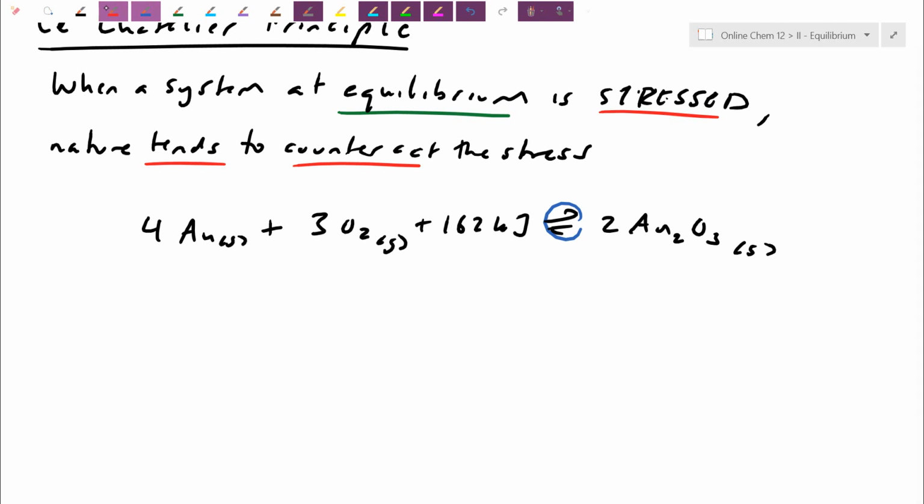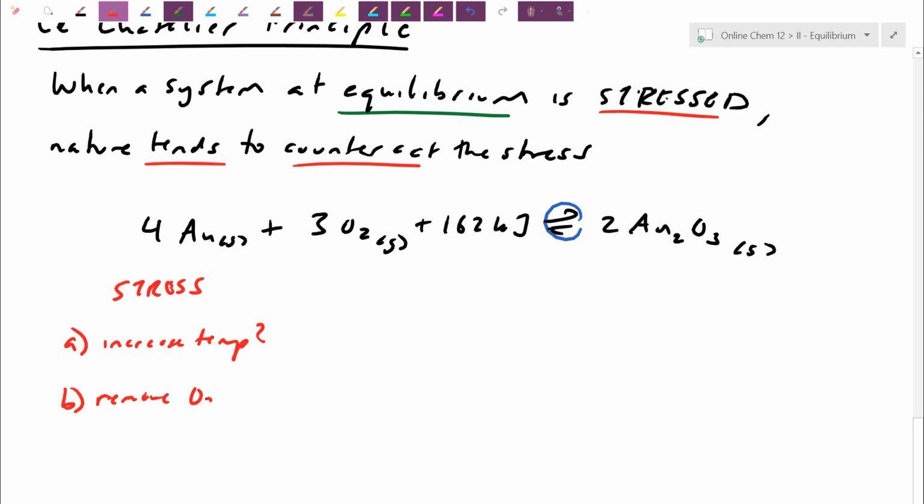What I'm going to do is give you a few different stresses. So let's do this by a table just for simplicity here. How do you want to poke at the system? In part A, my stress is I want to increase temperature. If I heat things up, which way is it going to shift? Part B, I'm going to remove oxygen, remove O2.